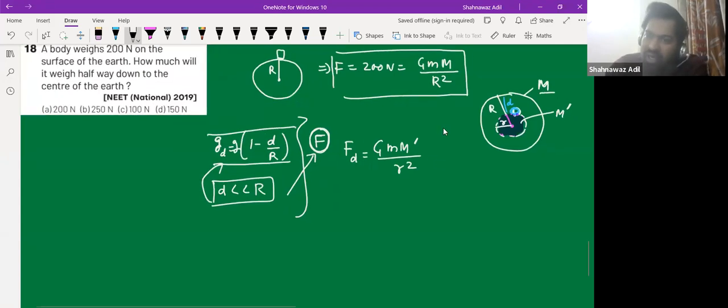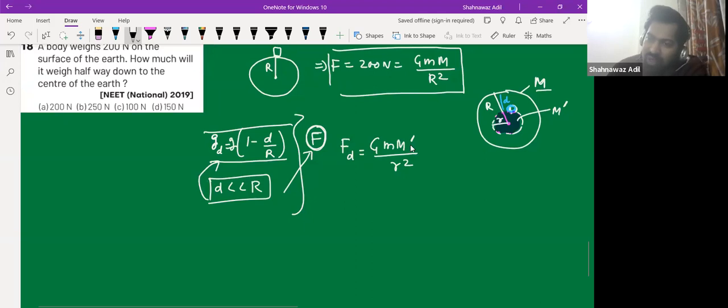Now, how do we write this mass prime? So, what is the constant for this Earth? What do we assume is constant for Earth? What do we assume?